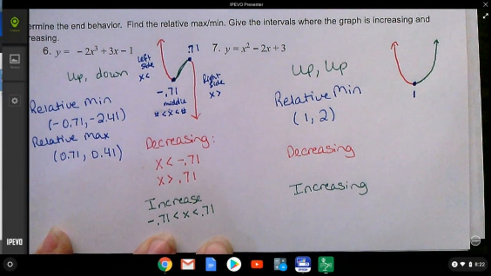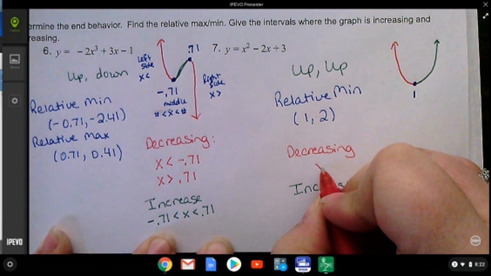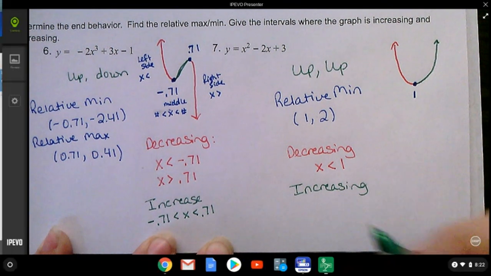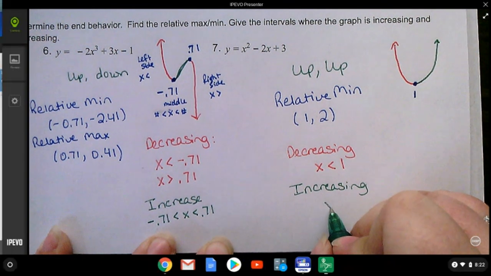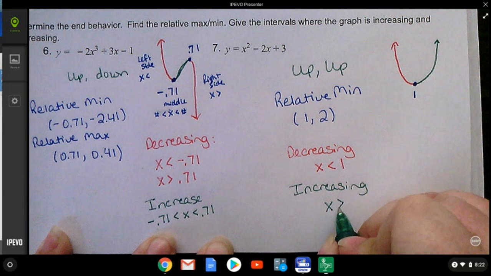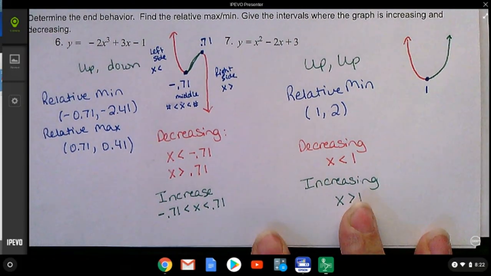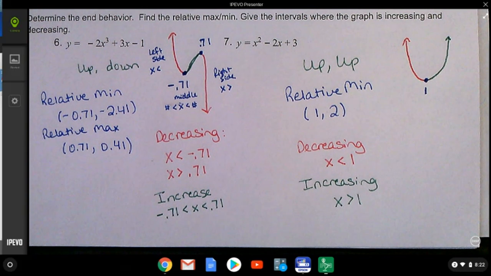Okay, who feels confident that they have decreasing? What is it? Tell me. X is less than 1. X is less than 1. Who feels confident that they have increasing? What is it? X is greater than 1. It's kind of a lot simpler when it's only a parabola, right? Yeah, don't zoom out when it's x squared because it's just a parabola.